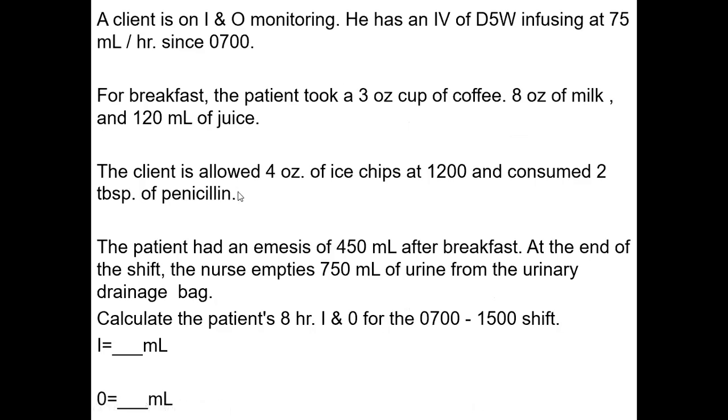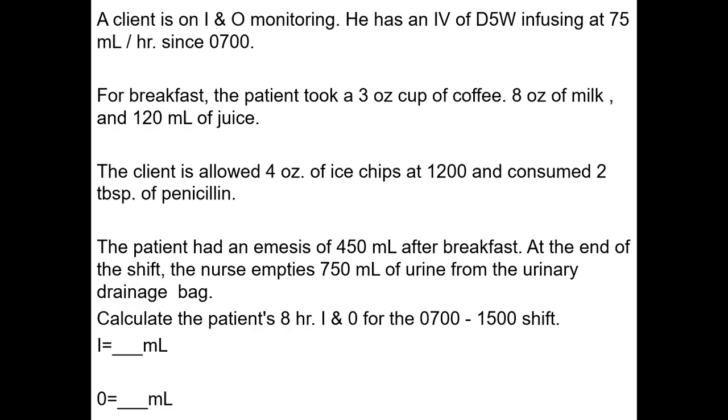All right, let's look at the next question. So we have a client on I&Os, and you're going to be calculating his 8-hour shift. If you look at the answer at the bottom, always look at what the question is asking you. So this is calculating our patient's 8-hour I&O for the 0700 to 1500 shift. So we have to calculate anything he took in between 0700 and 1500.